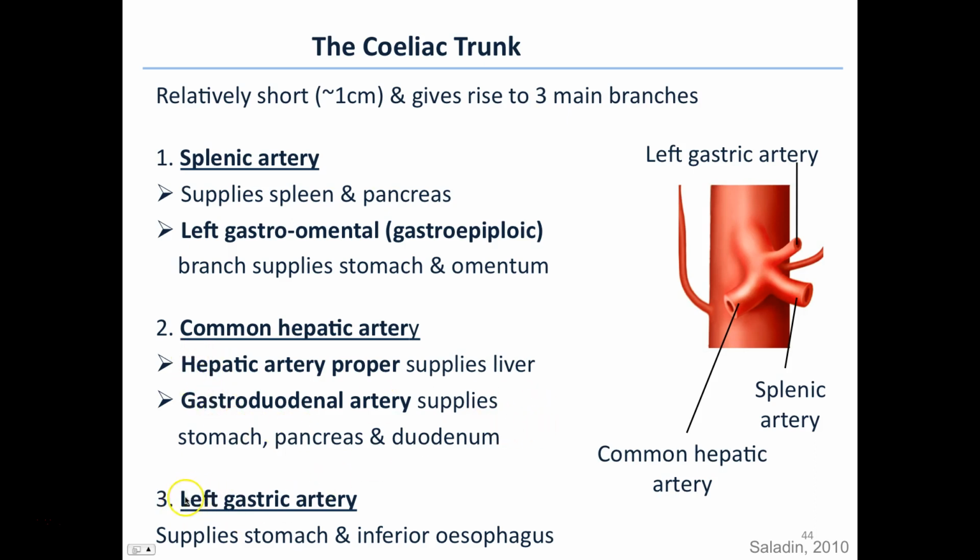And finally, we have the left gastric artery. This supplies the stomach and the inferior esophagus. And the left gastric artery, when it supplies the stomach, supplies the lesser curvature of the stomach.